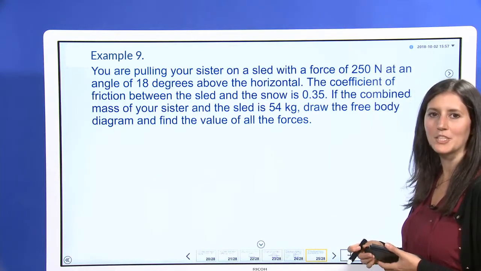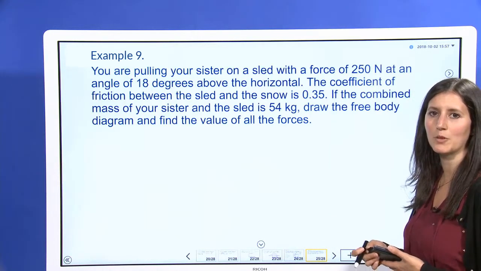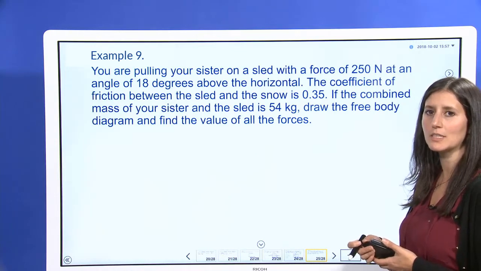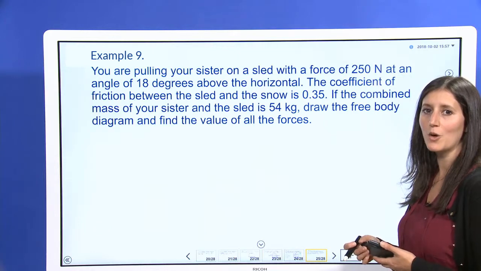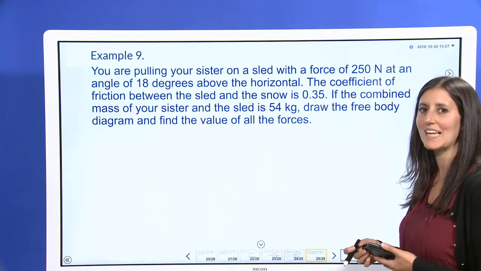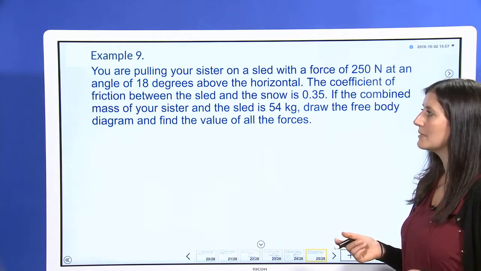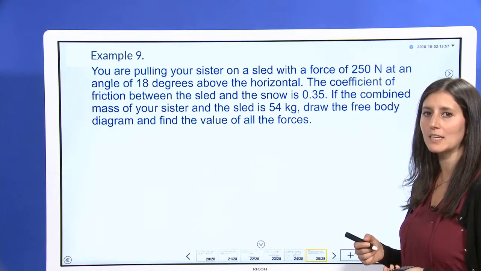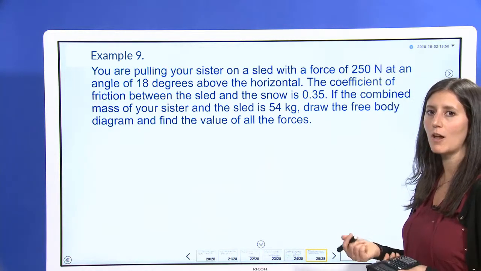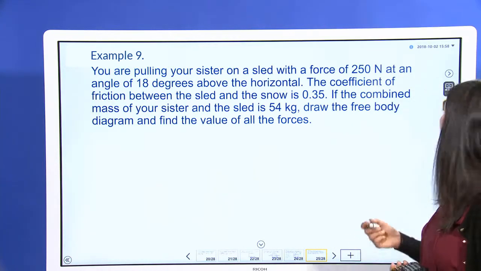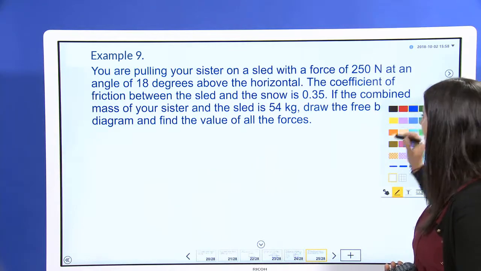Okay, here's another question. You're pulling your sister on a sled with a force of 250 newtons at an angle of 18 degrees above the horizontal. The coefficient of friction between the sled and the snow is 0.35. If the combined mass of your sister and the sled is 54 kilograms, draw the free body diagram and then find the value of all the forces. Okay, so let's start drawing.